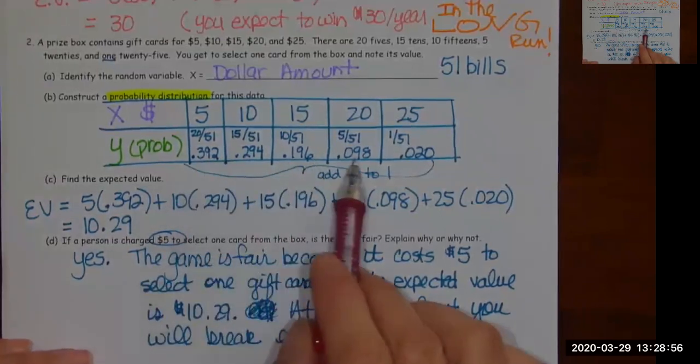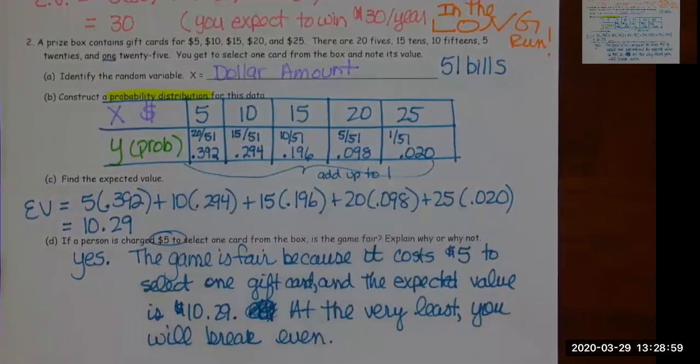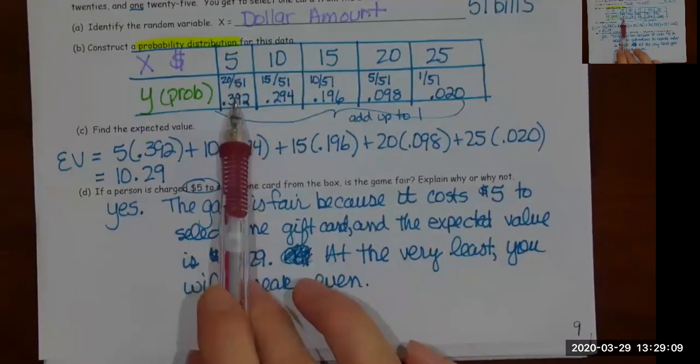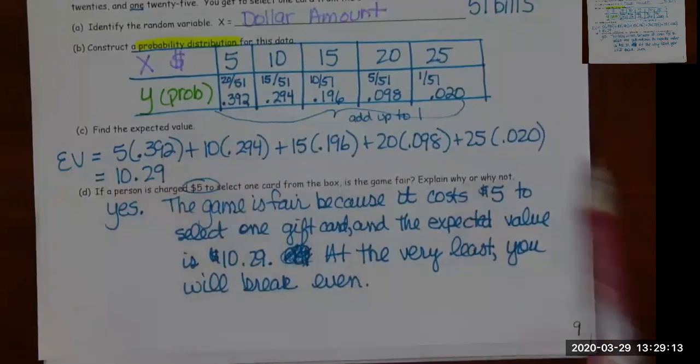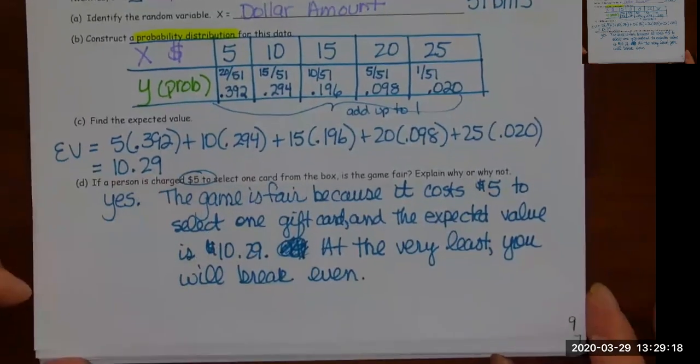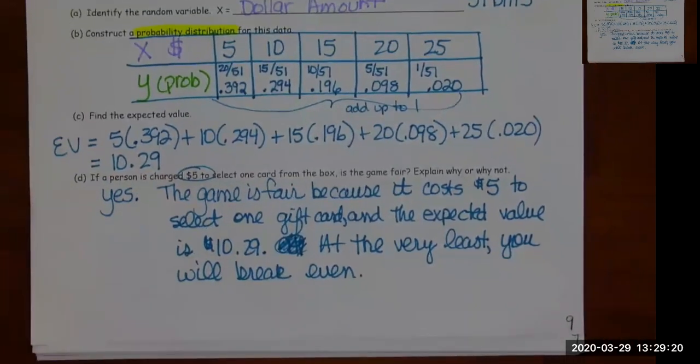If you were to add these up and they did not add up to 1, then you would know that something was wrong. Perhaps you typed something into your calculator. So it is a nice self-check. Our expected value, we simply take the variable times the probability. So 5 times 392, and so on. And we get 1029. Then we're asked if a person is charged $5 to select one card from the box, is the game fair? Explain why or why not.